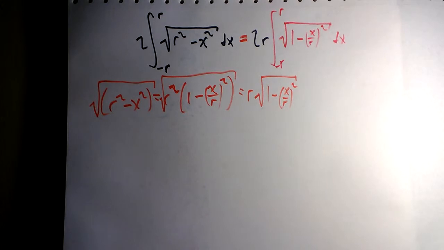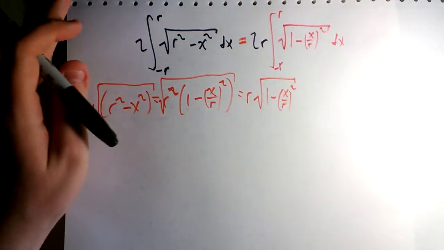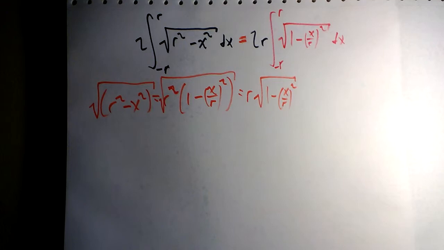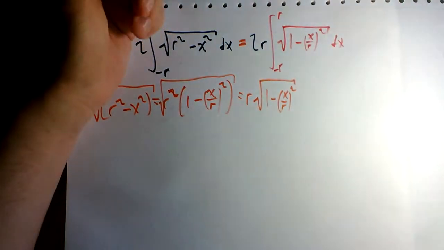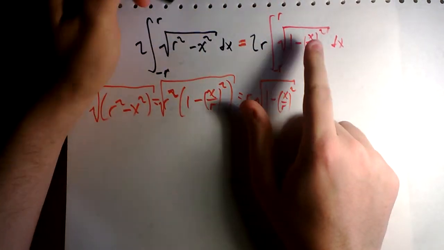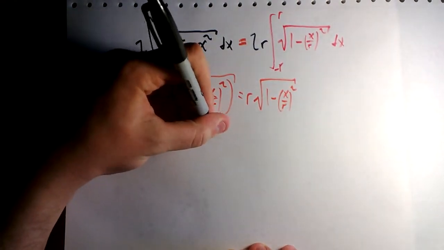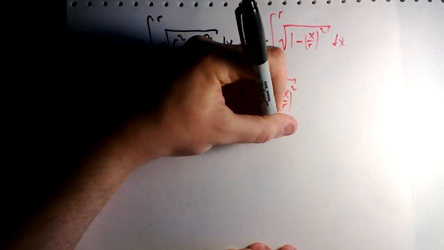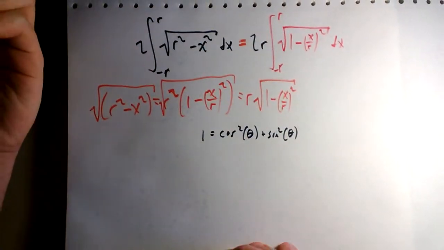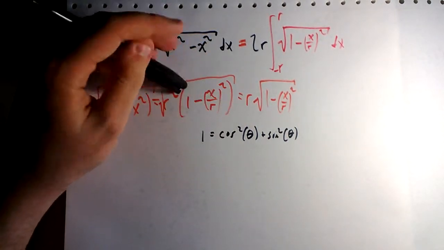This is where u substitution comes into play. What you really want here is to convert this in a way that gets rid of the square root. Alright? And what is, bear with me here. 1 equals cosine squared of theta plus sine squared of theta. Alright? Let's subtract sine or cosine.